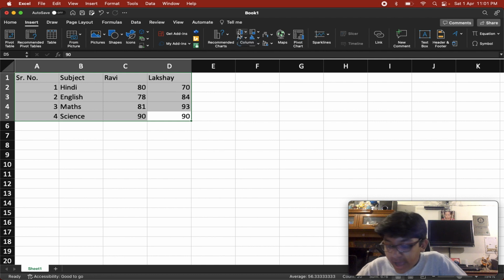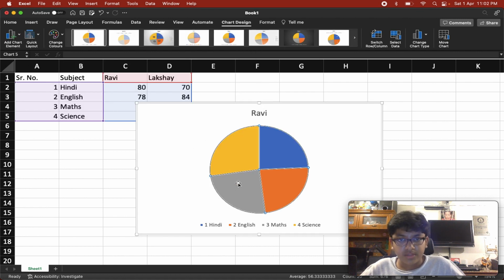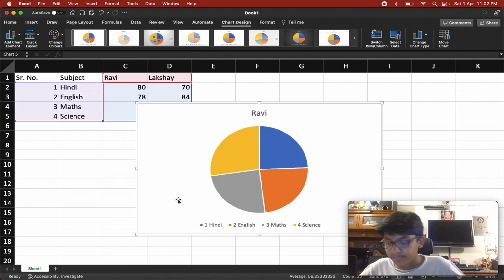Next, we have the pie chart, right? Now, the pie chart is very important. So let's just show a pie chart. This pie chart is for Ravi. All right, so a pie chart is shaped like a circle divided into slices, each slice showing the relative size of each value. The pie chart only displays data series in the form of comparative charts, right?